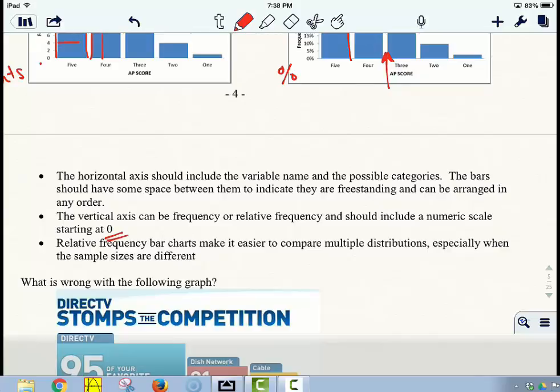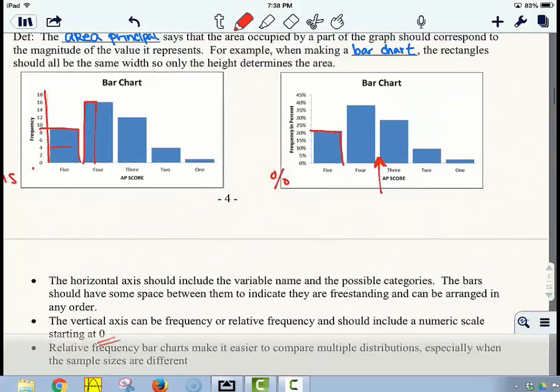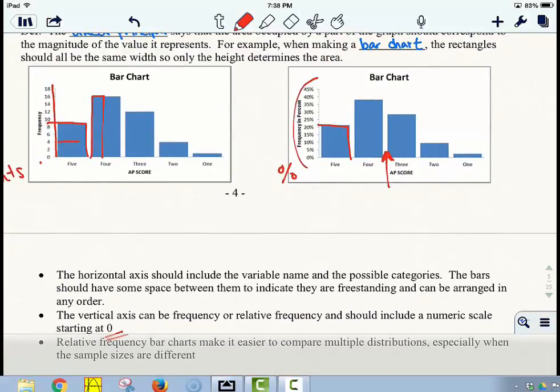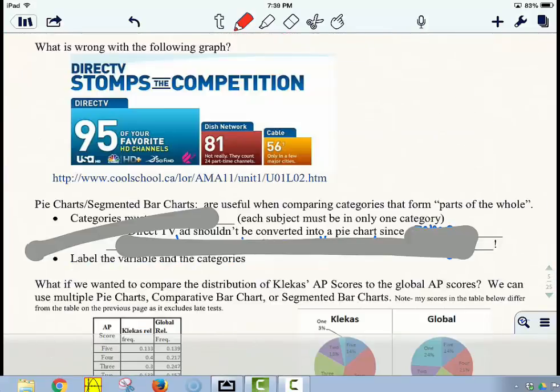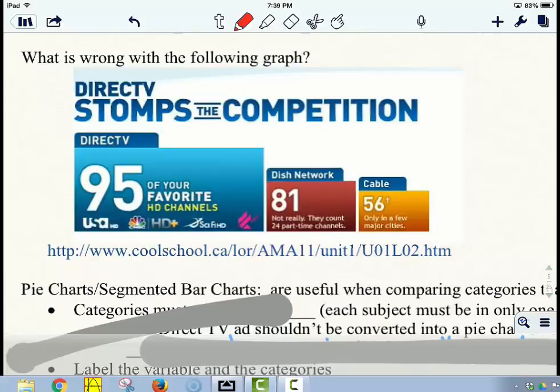Also, relative frequency bar charts, which would be this one right here with the percents, can make it really easy to compare multiple distributions, especially when the sample sizes are different. So if I wanted to compare one class of 42 students and one class of 200 students, turning into percents makes it a better comparison. Right here, we have an ad from DirecTV, and we're wondering what's wrong with it based off the rules we just learned.